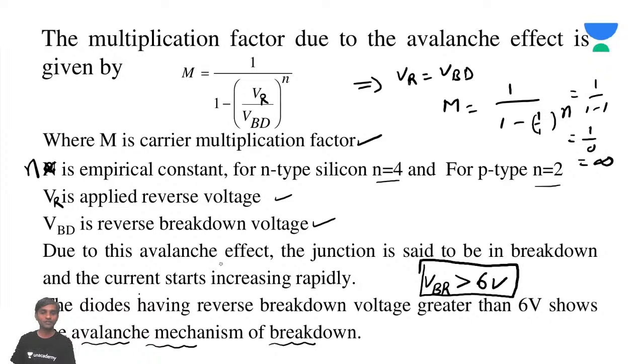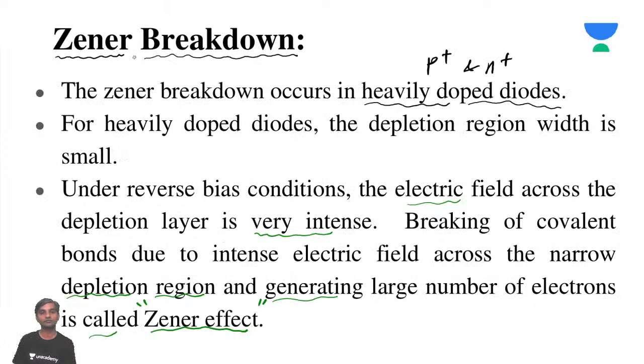Due to this avalanche effect, the junction is said to break down and the current starts increasing rapidly, as we discussed. But the important point is that avalanche breakdown occurs only when the breakdown voltage is more than 6 volts. This you need to remember. And here comes Zener breakdown. Zener breakdown is because of the very intense electric field present inside, which generates a large number of electrons. That effect is called the Zener effect.